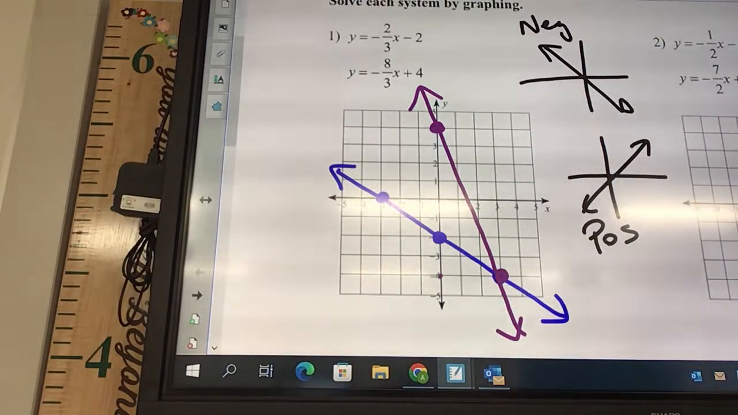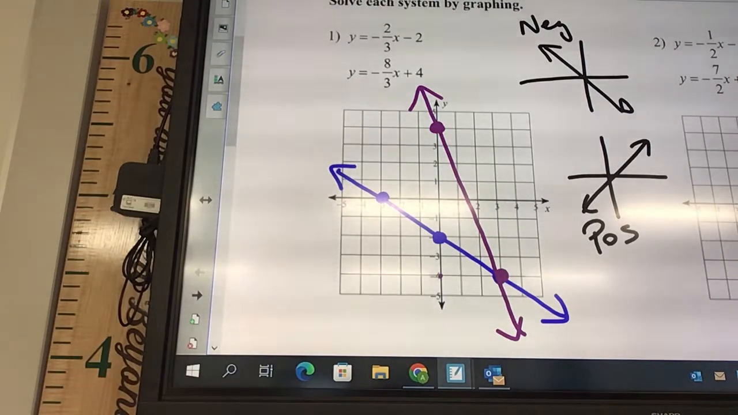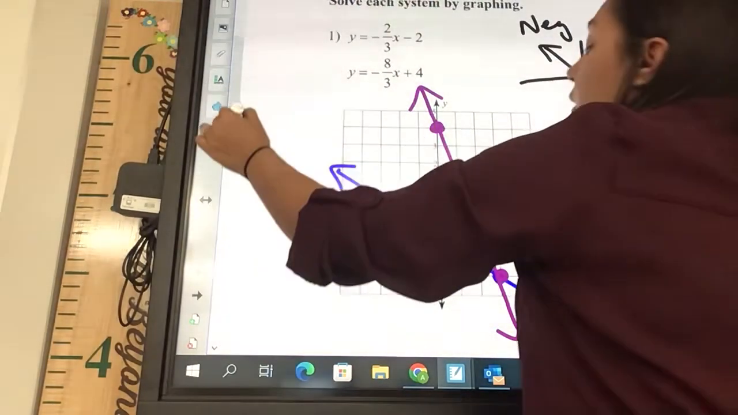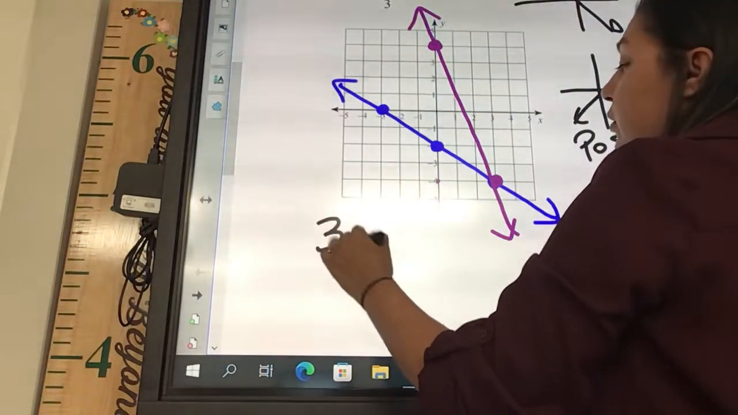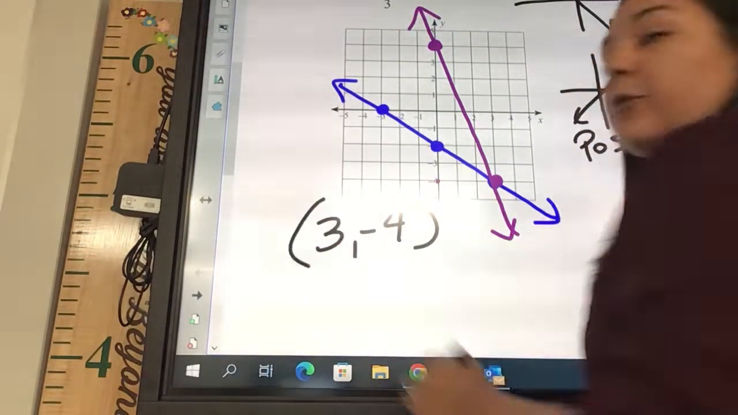Okay, take a second, don't answer me, and think for yourself, what is that intersection point? Okay, write it down. You can always erase, but that's how you get good, by practicing. 3, -4. I said don't answer, but thank you. 3, -4.